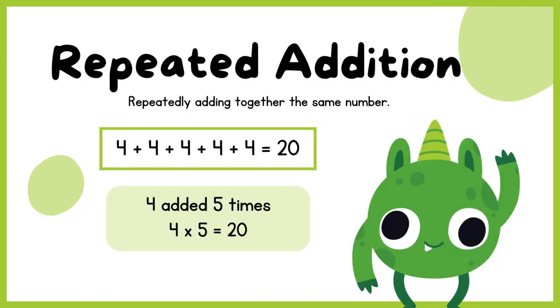Repeated addition. Repeatedly adding together the same number. 4 plus 4 plus 4 plus 4 plus 4 equals 20. We added 4 5 times. 4 multiplied by 5 equals 20.